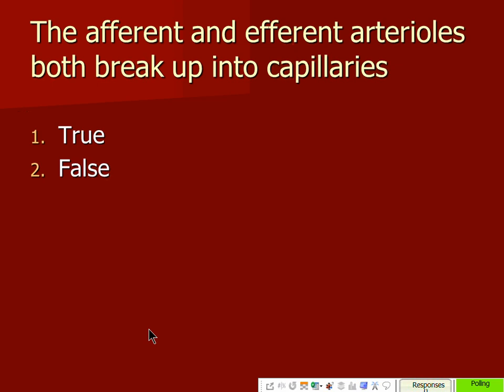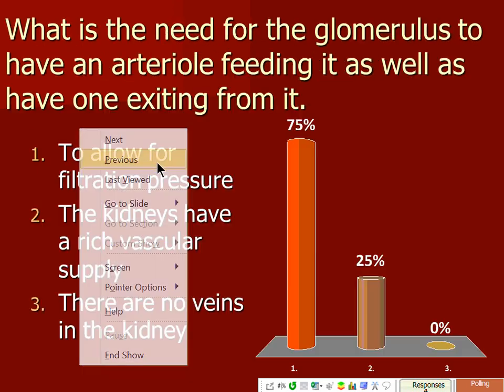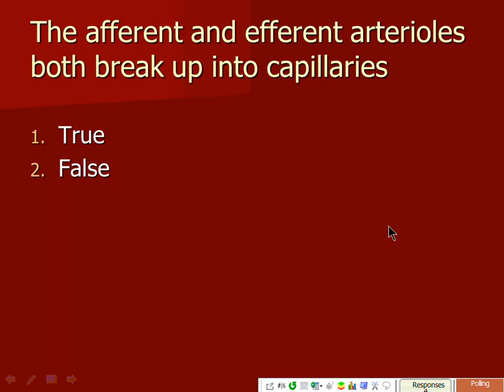Is this a true or false statement? This is a true statement. And again, that's why you should pay attention to these pictures. Remember, the afferent arteriole broke up into a capillary plexus called the glomerulus. So that was the first one. And the efferent arteriole also broke up into a capillary plexus called the peritubular capillaries here, or here too, only the name was different. It was called vasa recta. So both of them break up into capillary plexuses. So this is a true statement.